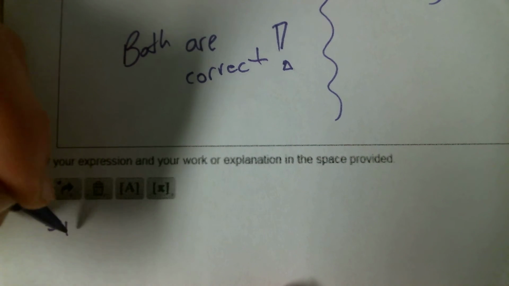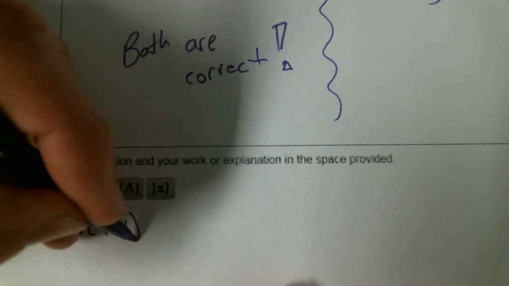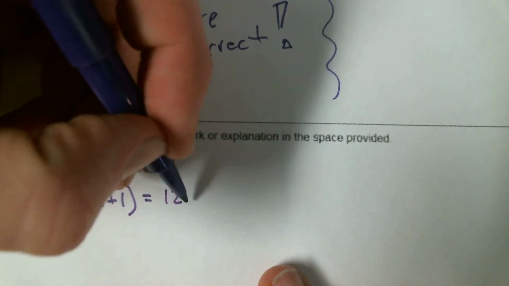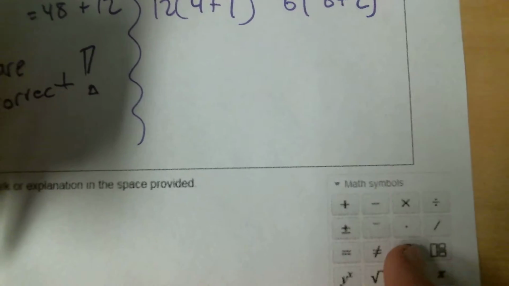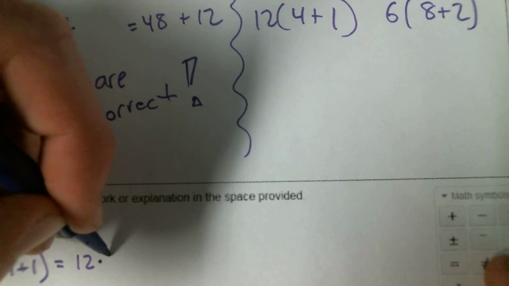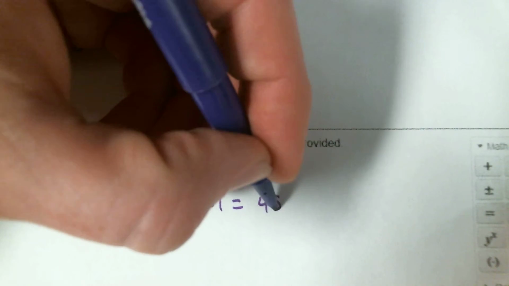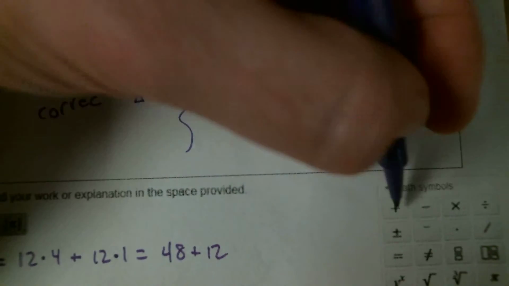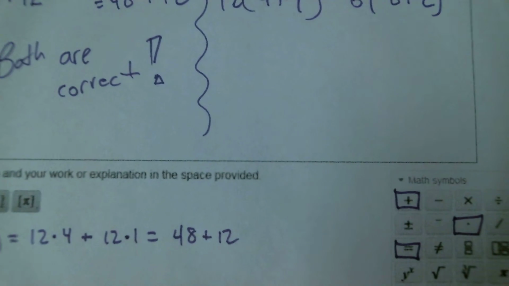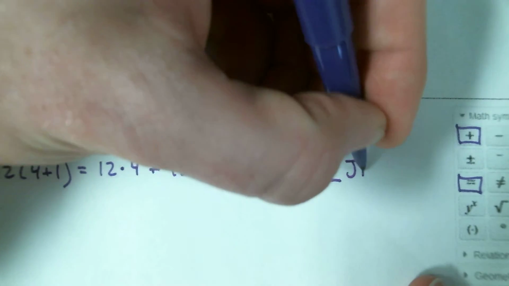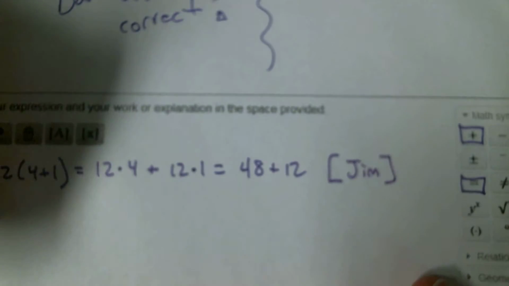I might show 12 times 4 plus 1. If I was typing this in, I'm pretending, right? It would be the same thing as 12, and then I actually have a dot here that I can use for multiplication, times 4 plus 12 times 1. And I can say that equals 48 plus 12. So far I've used this tool, as well as this equation editor tool. And so in my work I might label this as Jim. And so I can do this as well.